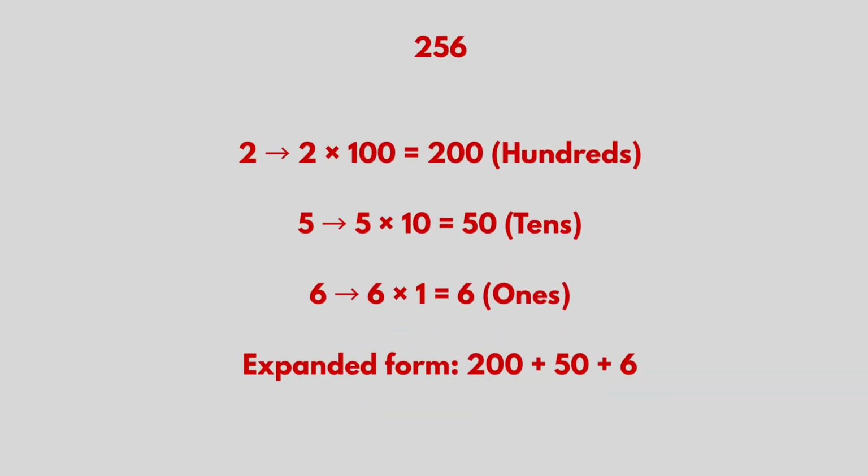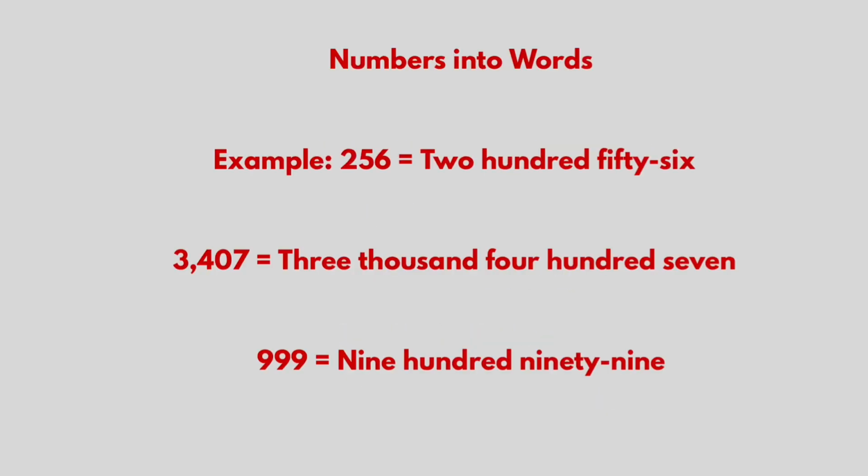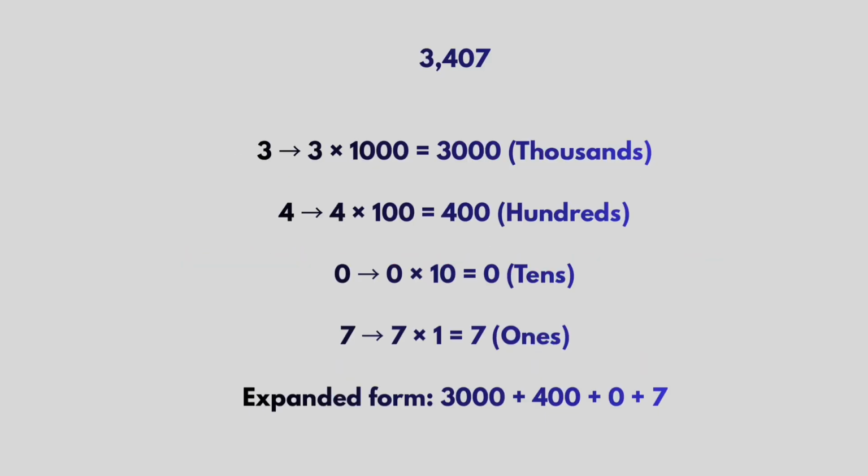If I take a bigger number, 3407, what will be the place value of 7? Ones. For 0, tens. 4, hundreds. And for 3, what is the place value of 3? 1000. Okay.